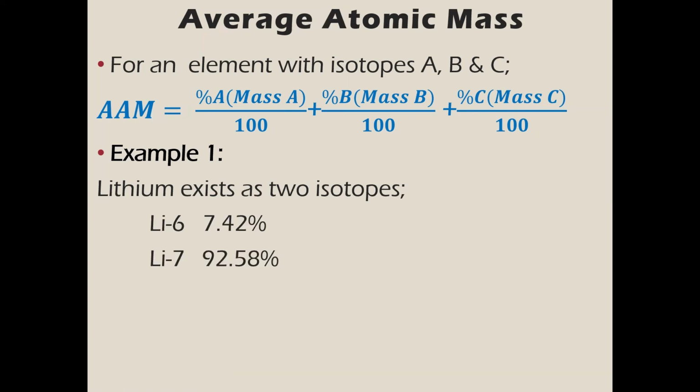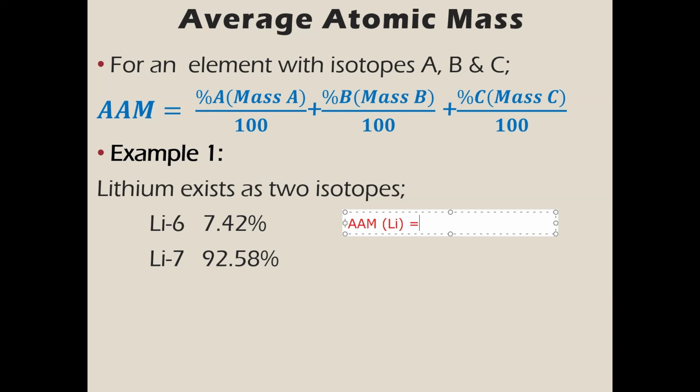Let's take an example. This is lithium. Lithium has 2 isotopes. One with the atomic mass of 6, which exists in the percentage 7.42, and another isotope with atomic mass of 7 and the percentage of 92.58. How to calculate the average atomic mass of lithium?